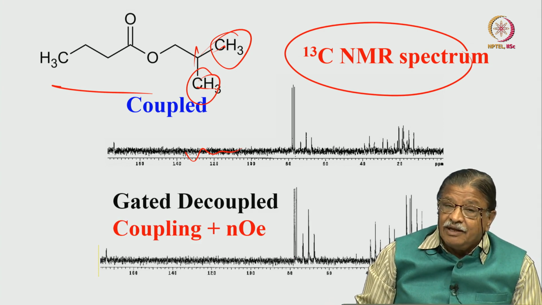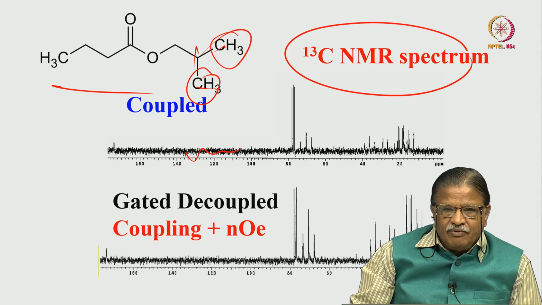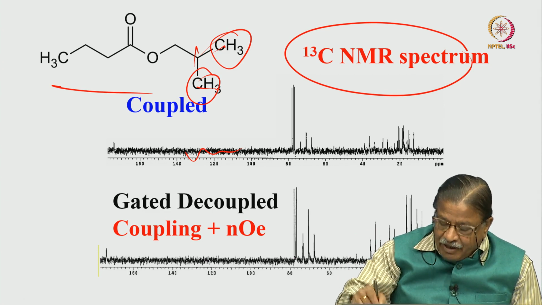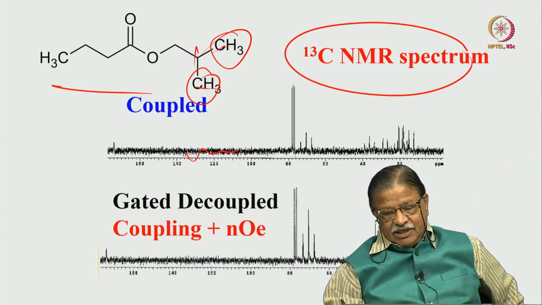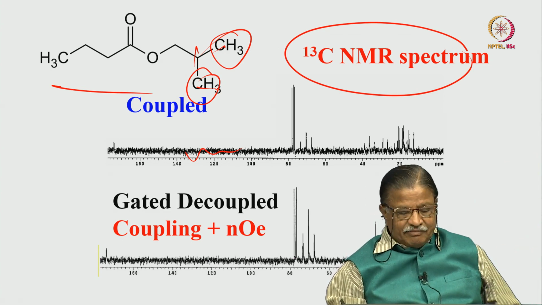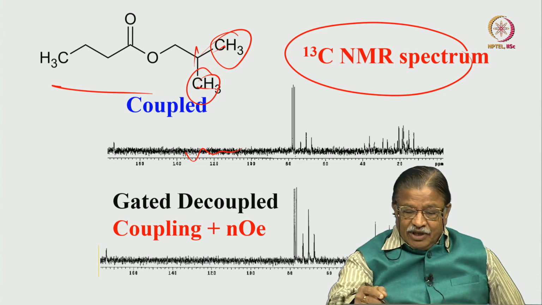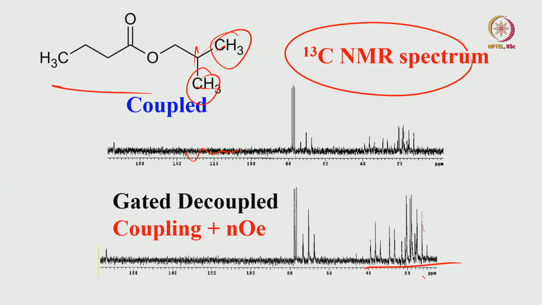On the other hand, we do this gated decoupling. What is gated decoupling? Inverse gated decoupling, I told you. We are doing the coupling, and at the same time we are doing NOE before applying the RF pulse. That is called gated decoupling. When you do that, you still get a coupled spectrum. But at the same time you will see this is still a triplet. You see here this is still a triplet.